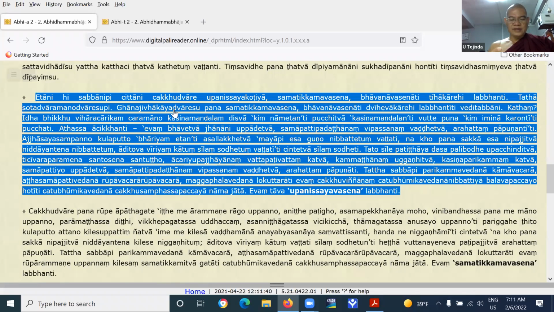By developing this, jhana arises. So the jhana arose there. That jhana is the proximate cause of Vipassana. If you practice Vipassana, then you will attain Arhatship. So they replied to him.